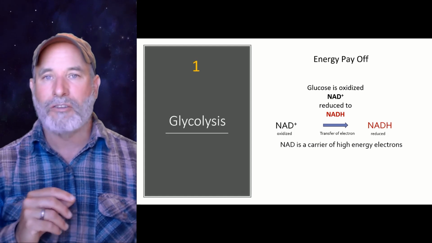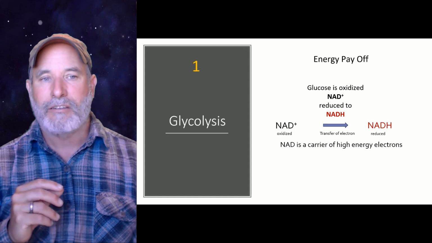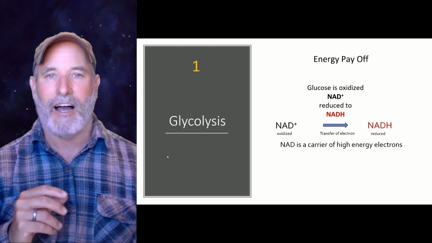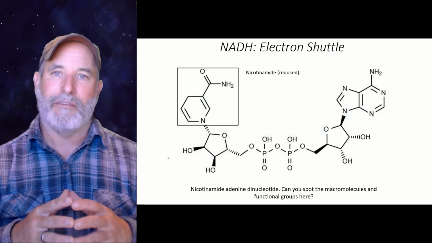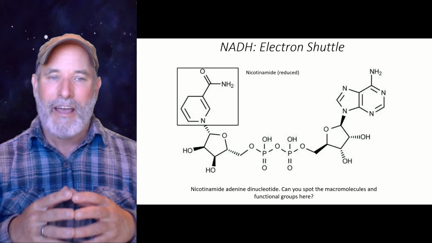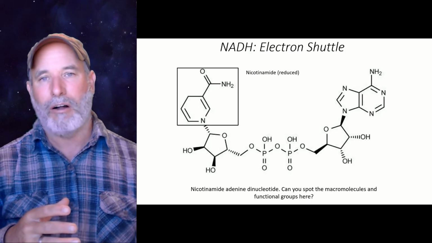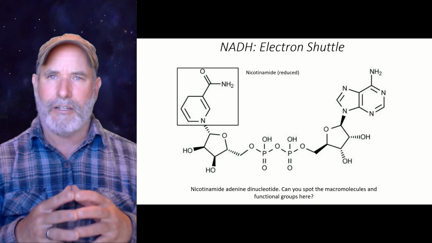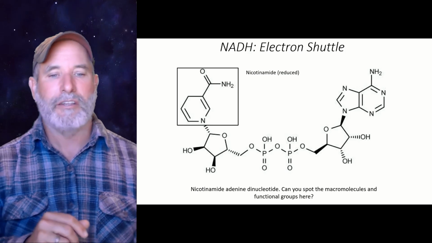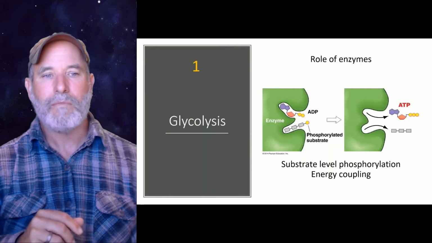Now, if anybody wonders what the electron carrier looks like, it's called nicotinamide adenine dinucleotide. And here's a picture of it. You can actually see the adenine in there. But this is the reduced form of that molecule. And this is one of our 2 electron shuttles used in cellular respiration.